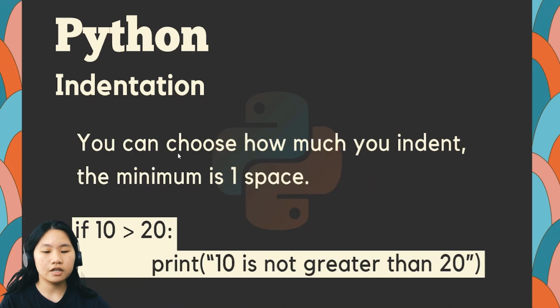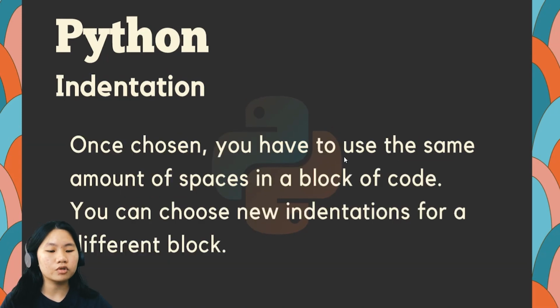As you can see here, you can choose how much you indent, but the minimum is 1 space, right? So you can do 1 space, 2 spaces, 3 spaces, 4 spaces, whatever. It depends on you. It's your preference. However, you have to use the same amount of spaces in a block of code, right? You can choose new indentation for a different block.